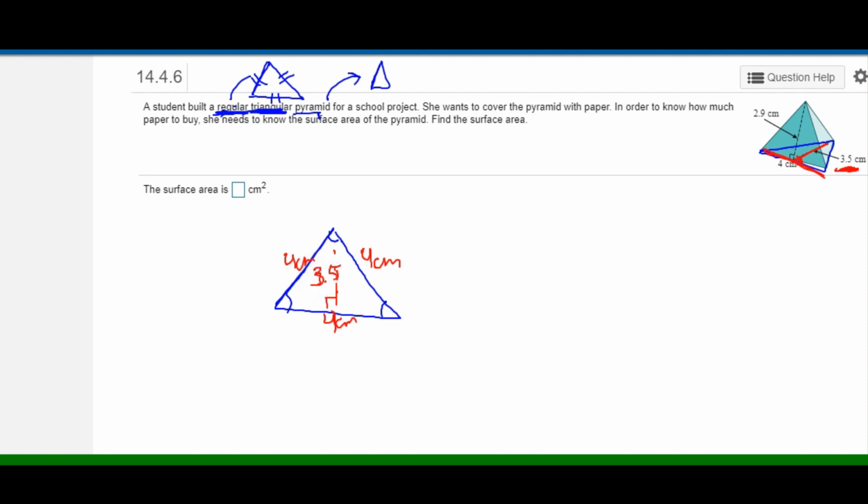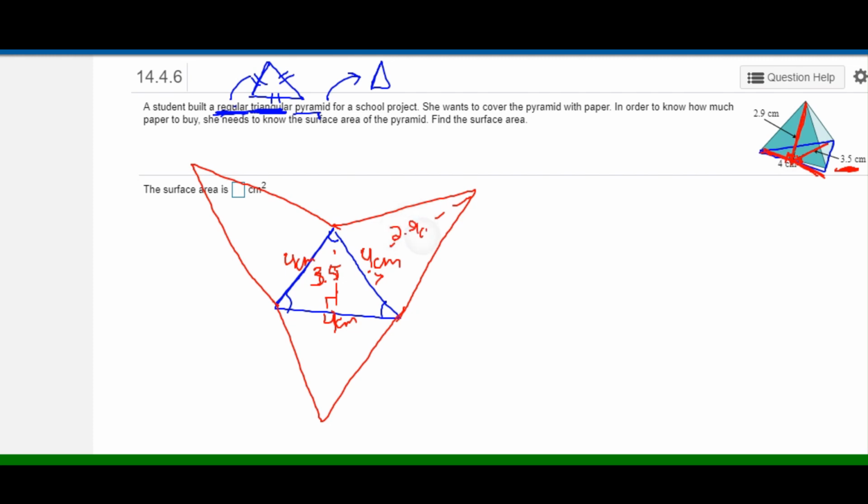Then I need a lateral face to connect to each edge of the base. It's a triangular pyramid, so I need triangular faces. So I'm going to draw a triangle here, a triangle here, and a triangle here. And the height of my lateral face is right here, where the base and the height are perpendicular to each other. So the height of the triangle is going to be 2 9/10 centimeters.